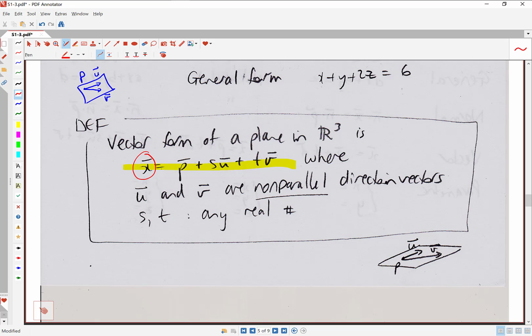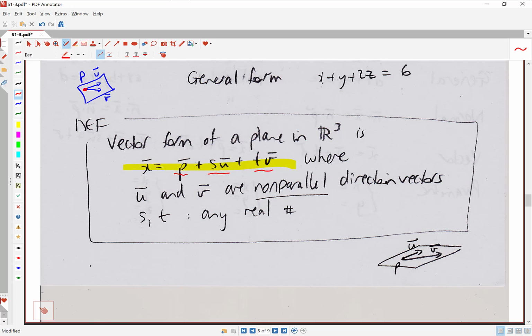So this vector x here just represents a point on the plane. And so it's saying to get a point on the plane, you can start at point P, and you can travel any multiple you like along u, and you can also travel any multiple you like along v. s and t just representing any real numbers. So if you let both s and t be 0, you would just be sitting at P.